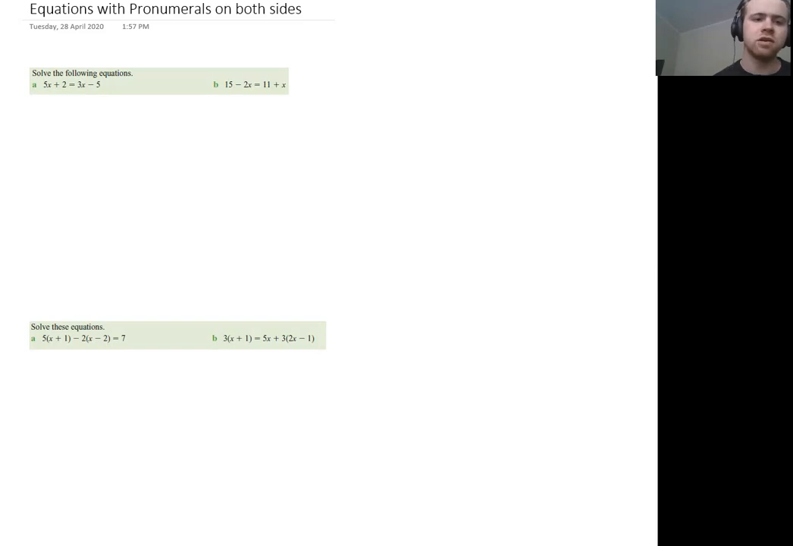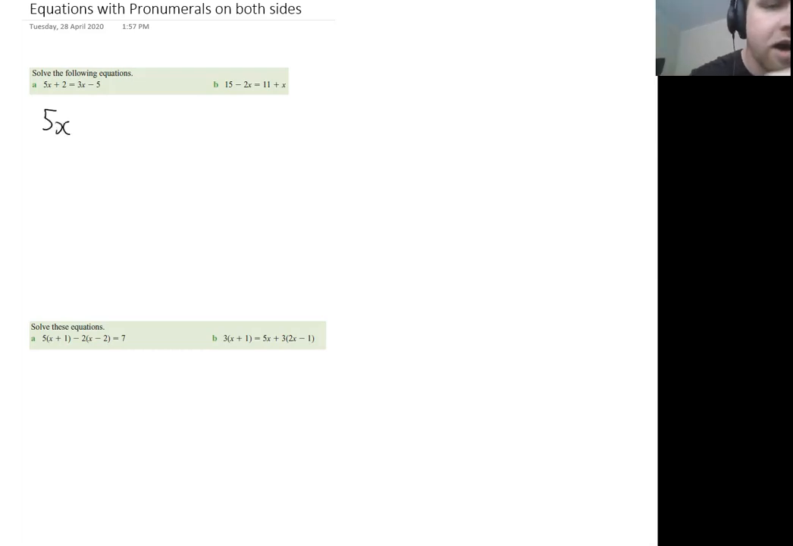So let's look at this first example here. We've got 5x plus 2 on one side equals 3x minus 5 on the other side. Remember, whenever you move something across an equal sign, it becomes its opposite operation. So if you have positive 3x and you move it across, it's going to become negative 3x on the other side. So the first thing I'm going to do is move.